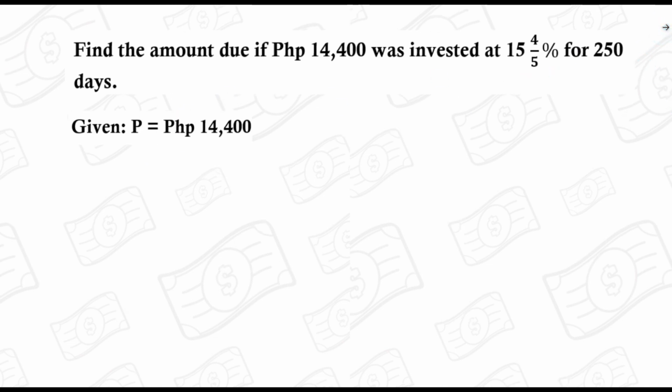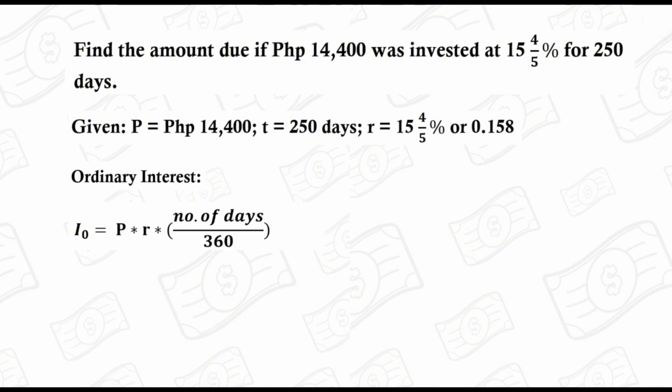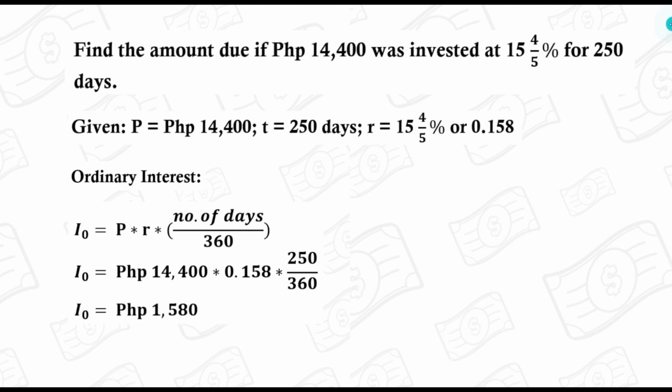So the givens are 14,400, which is the principal amount, the time is 250 days, and the rate is 15 and 4/5%. In decimal form, it is 0.158. So using the ordinary interest formula, let's substitute the given values. Multiply 14,400 pesos times 0.158 times 250 over 360. And the ordinary interest is 1,580 pesos.